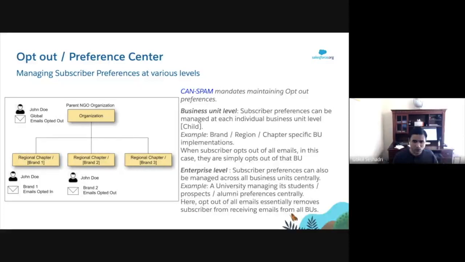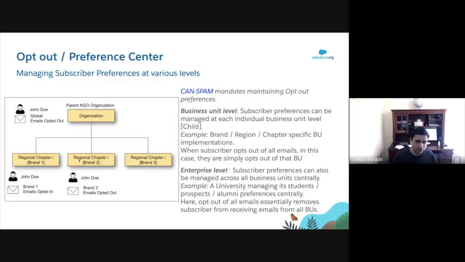There are two approaches. One is to have business unit level subscriber preference and maintain it at that level. This is especially relevant when you have multiple brands which are completely isolated from a consumer experience, but actually they form a collective part of a unified organization. In this case, the subscriber John Doe could exist in two business units, and his preferences would be independently managed by each of those business units. The subscription center itself will be different in this case.